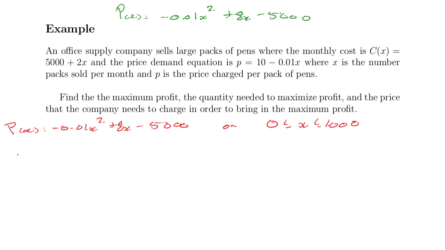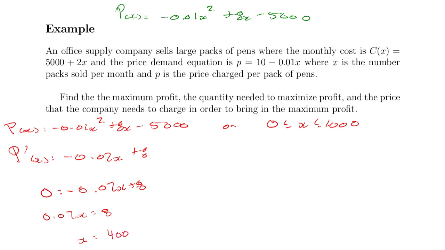All right, so this is what we've got. The derivative is negative 0.02x plus 8. A little bit different now. When we set this equal to 0, we have negative 0.02x plus 8 equals 0. So that means 0.02x equals 8. So x is going to be 400 when you divide by 0.02 on both sides. Since that's in this interval, that is critical. Hooray.